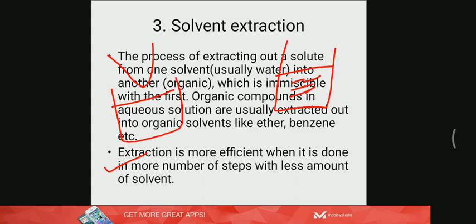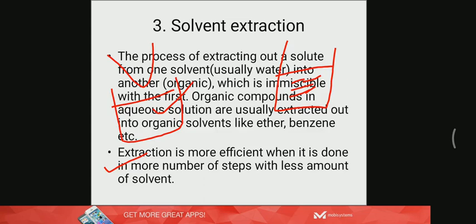That means from the given organic solvent, you add a little amount of solvent each time and mix it, put it in the separating funnel, and then collect the organic layer, and it is repeated. So extraction is more efficient. You can extract the maximum amount of the organic compound from this aqueous layer by doing extraction in more number of steps, taking less amount of solvent. That is the principle of extraction. It can be mathematically proved actually.